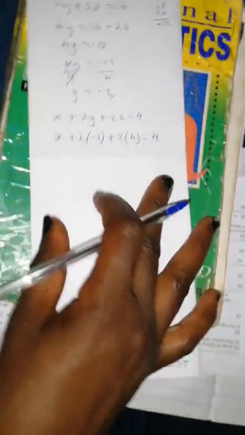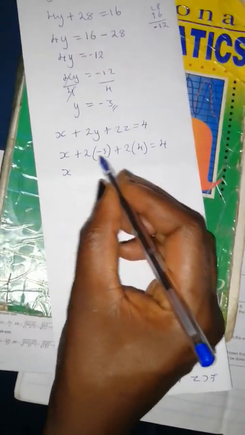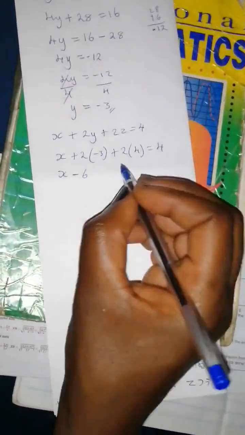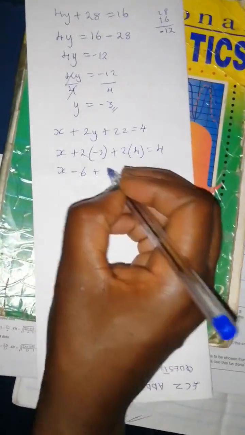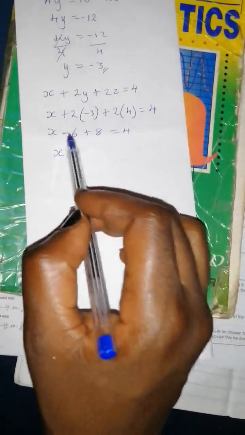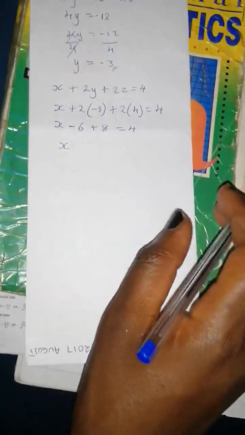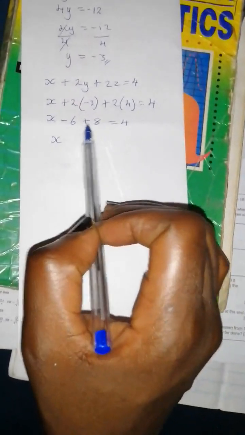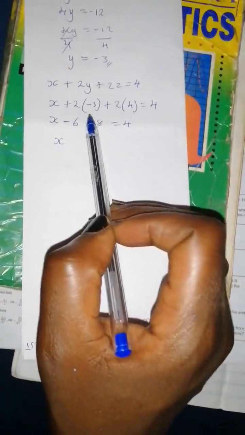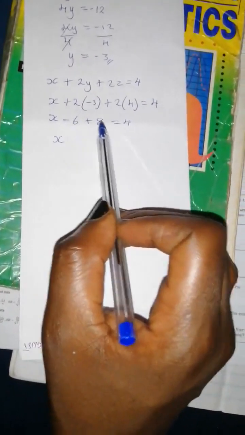So I have x plus 2 times negative 3 plus 2 times positive 4, which is equal to 4. I have x, 2 times negative 3 will give me minus 6, then 2 times 4 is 8 equals 4. Then we have negative 6 plus 8. We are dealing with integers with different signs, so we subtract, then the answer gets the sign of the bigger number. So simply say 8 minus 6, which is 2. 8 is bigger than 6 and 8 is positive, so the answer is positive 2.